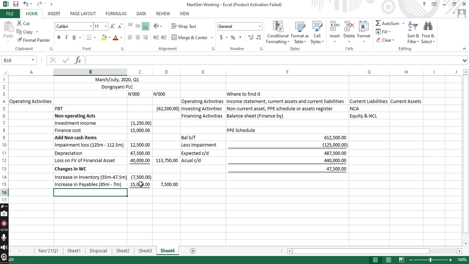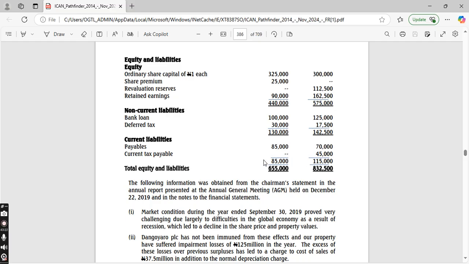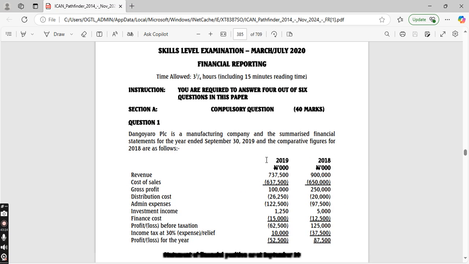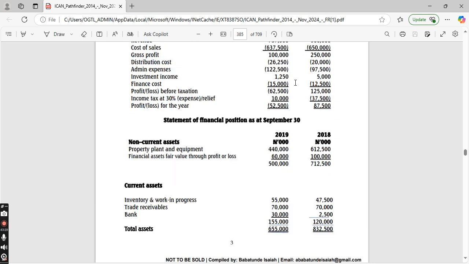Now, for our finance cost, what will be my finance cost paid? Let's check our question. How much is the finance cost? In our income statement, we have it to be 15,000.